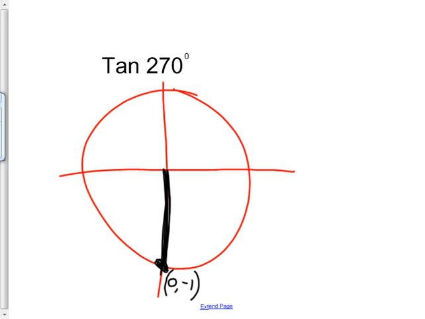I asked you to remember that sine was what? Y. Sine is y. Okay? So if they'd asked me for the sine of 270, I would have said -1. If they'd asked me for the cosine of 270, I would have said 0. But what is a tangent? Y over x. What's the y? -1 over 0. And then kids sometimes forget and think that that's 0, and it's not. It's undefined. The answer is undefined. And if you typed it into your calculator, it would tell you undefined.